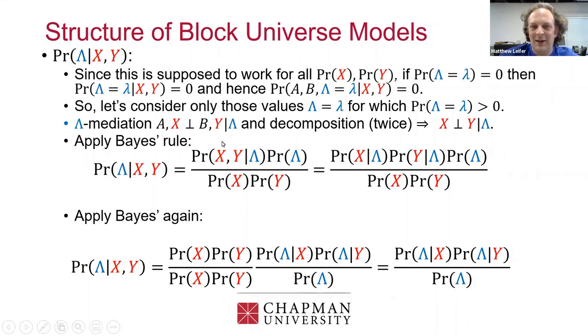Okay, so if we start with lambda mediation and then apply decomposition twice, it means that I can delete A and delete B here. It tells me that x and y are conditionally independent given lambda. So what you can then do is take this term and apply Bayes' rule. So Bayes' rule gives me probability of x and y given lambda in terms of, well, like this. And then because of the conditional independence, I can write this as the product of two terms. And now I can apply Bayes' rule again to each of these two terms. That's going to give me all of these probability of x and y's that cancel. And I'll end up with this.